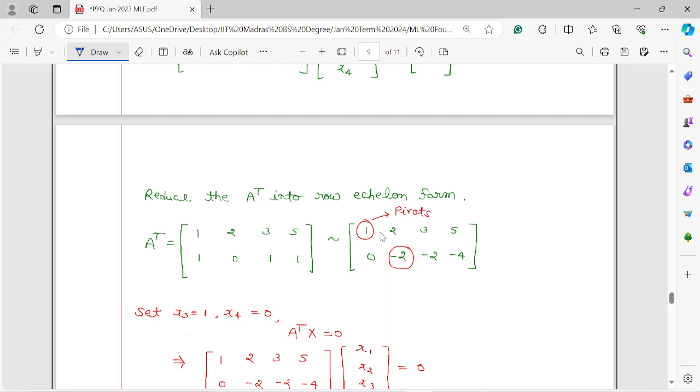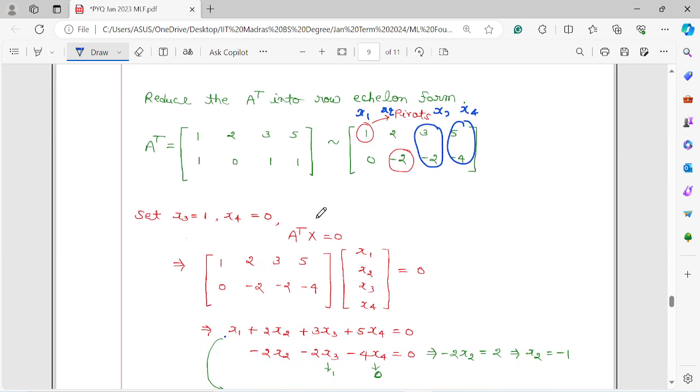The pivot elements correspond to independent vectors, and these are not pivot elements. So these are x3, x4, and x1, x2. x1, x2 belong to the pivot elements, so x1, x2 are dependent variables, and x3, x4 are free variables, and these two are independent.